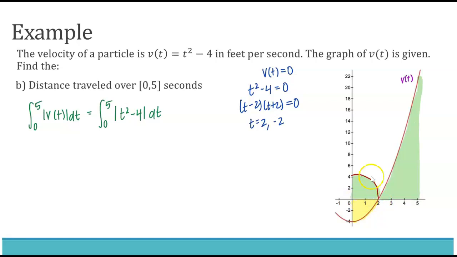So this one integral here is going to split. We're going to go from 0 to 2 of t squared minus 4 dt.